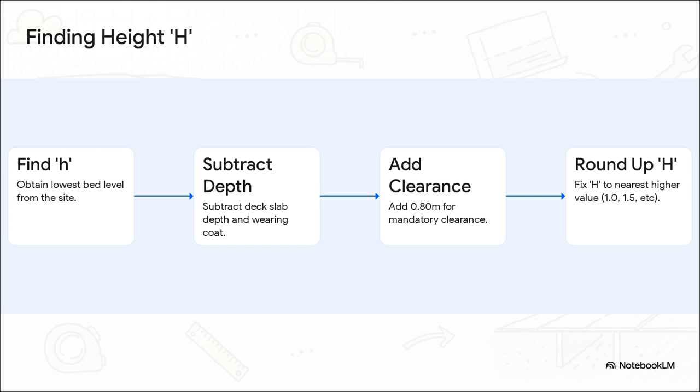It's a progressive step-by-step formula. Step 1, grab the lowest bed level from your site survey. We'll call that lowercase h. Step 2, subtract the depth of your deck slab and your wearing coat, the top layer taking the traffic friction.